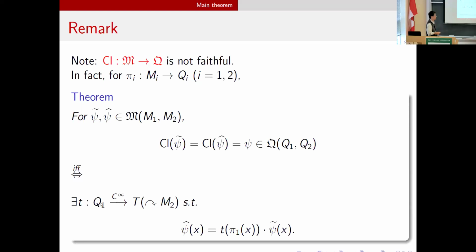There exists a smooth map from Q1 to the torus T, and this torus acts on M2, and ψ hat is twisted by this T on ψ tilde. So it means that we can take a different ψ hat and ψ tilde, even if they go to the same diffeomorphism ψ. So it's not faithful. This means that this classifying functor does not keep the equivalence of the categories.